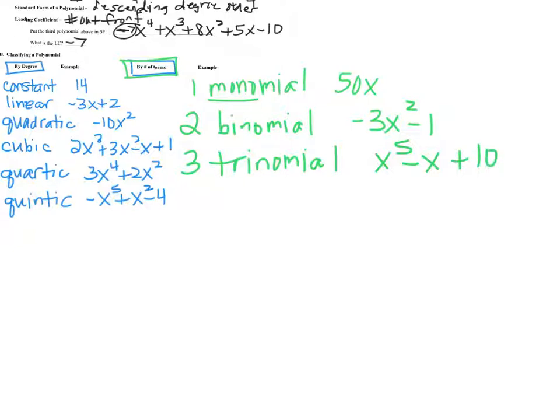Okay? And then if anything is like 4 or more, we just call it a polynomial. They're all polynomials, by the way. Even monomials are polynomials. But some of them have special names. Monomial, binomial, trinomial. 4 plus is a polynomial.